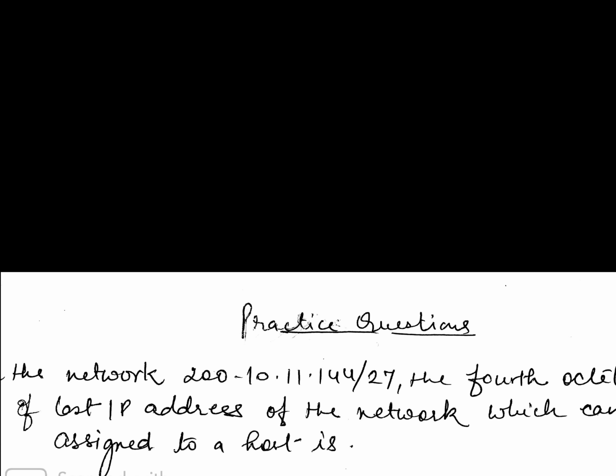Let's get started. According to the question, first it is defined that in the network the IP address given is 200.10.11.144/27. The fourth octet of the last IP address is given, and the question asks which address can be assigned to a host. So we have to find out the host address.